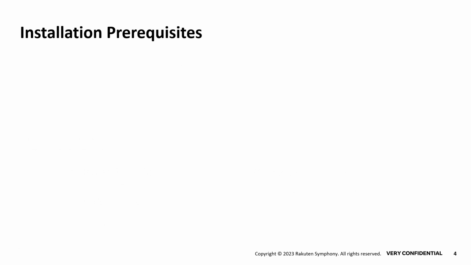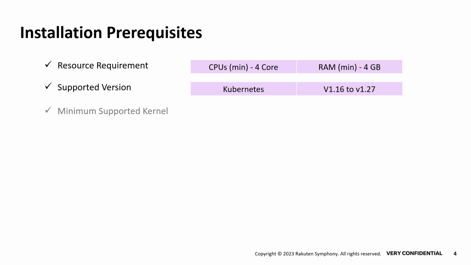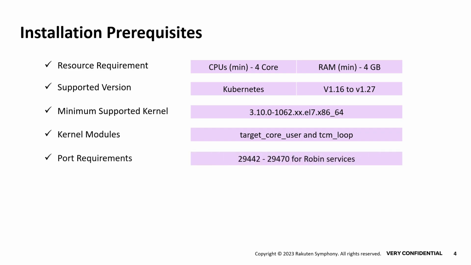When considering the prerequisites for Symcloud Storage installation, specific requirements must be met. In terms of resources, a minimum of 4 core CPUs and 4 GB of RAM is essential for any node. The supported Kubernetes versions as of today are from 1.16 to 1.27. Additionally, Symcloud Storage mandates a minimum supported kernel version and requires target core user and TCM loop kernel modules to be loaded. The designated port range, which must be open for Robin services, spans from 29442 to 29470.